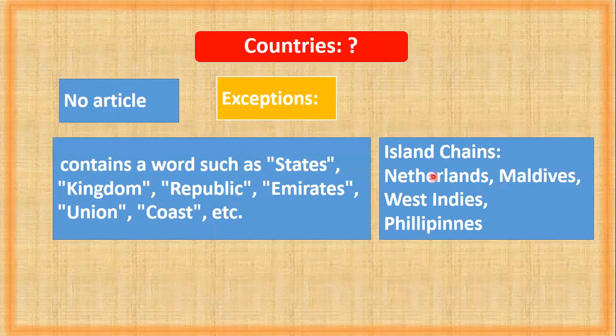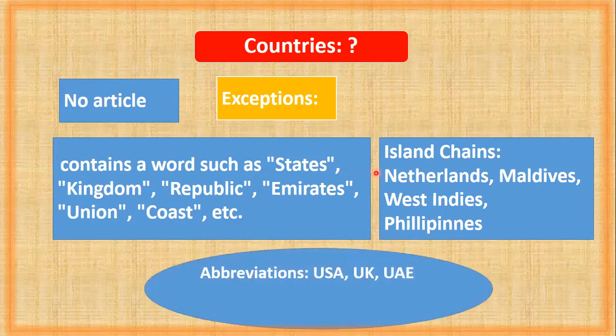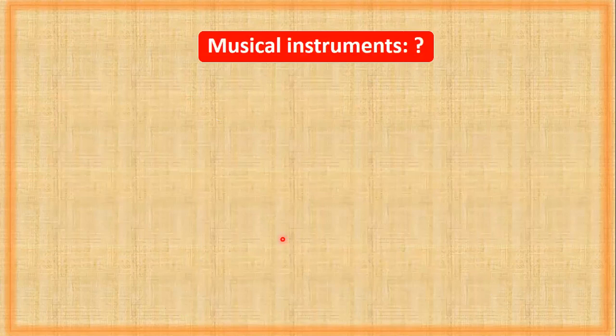And similarly, if there are countries which are island chains, then again we go for the Netherlands, the Maldives, the West Indies, the Philippines. Obviously, in front of the abbreviations of countries like United States of America, USA, UK, UAE, again we should use the article the.